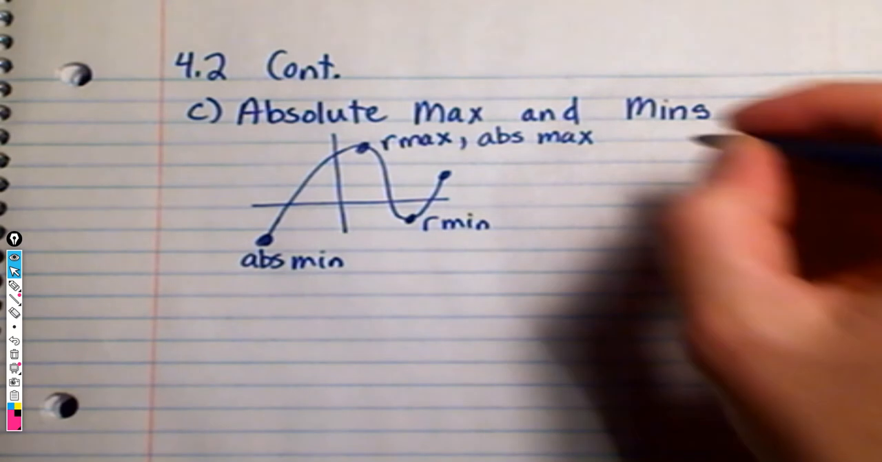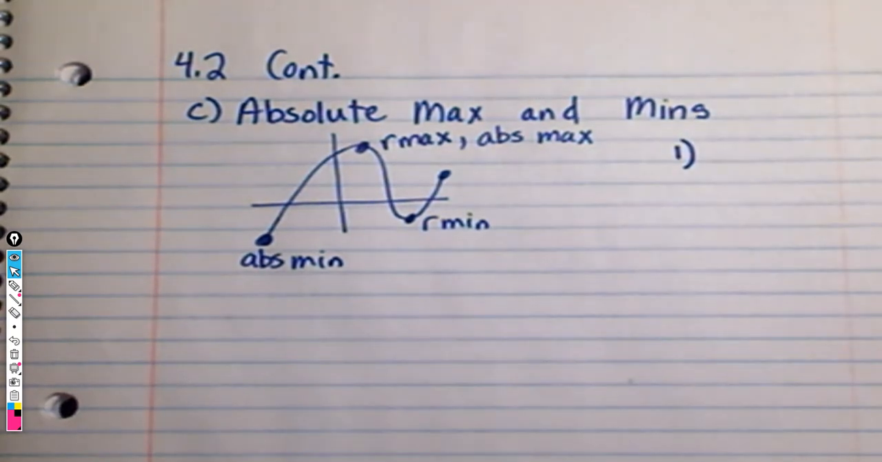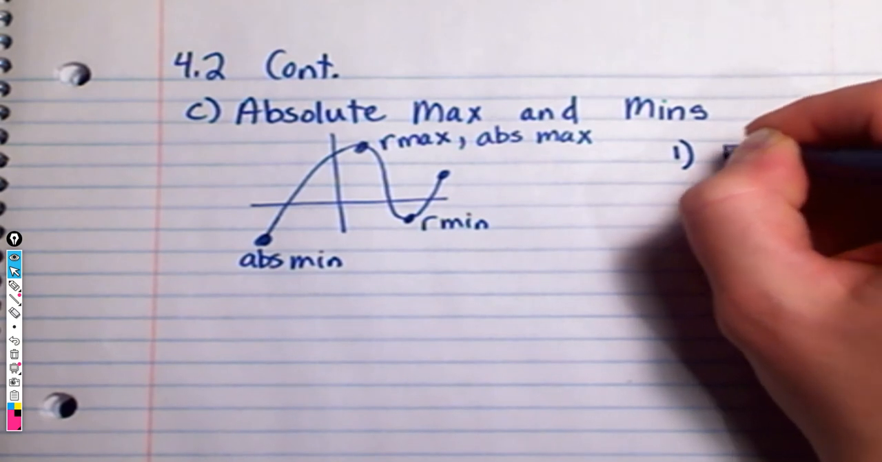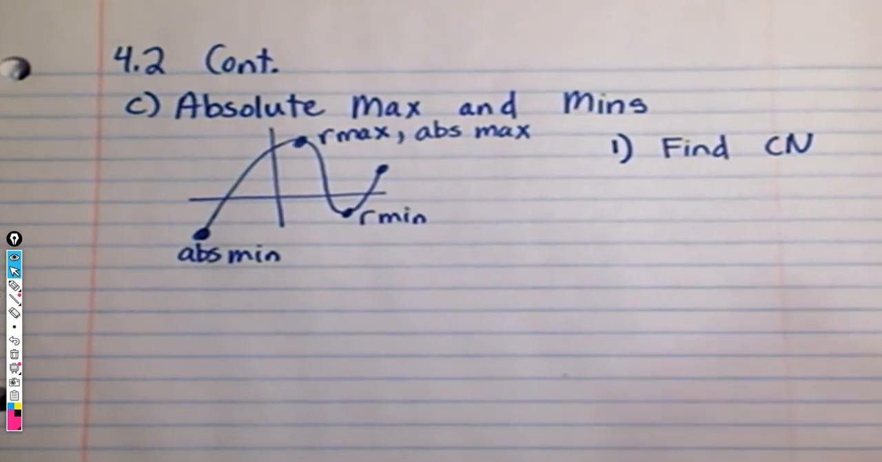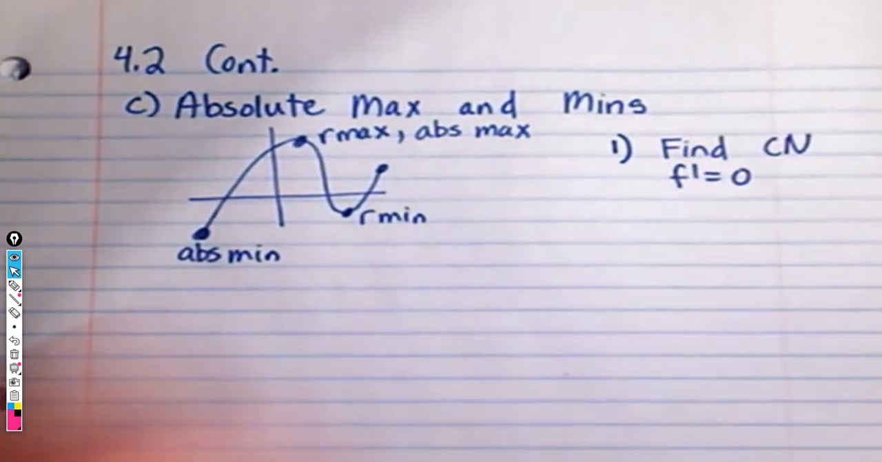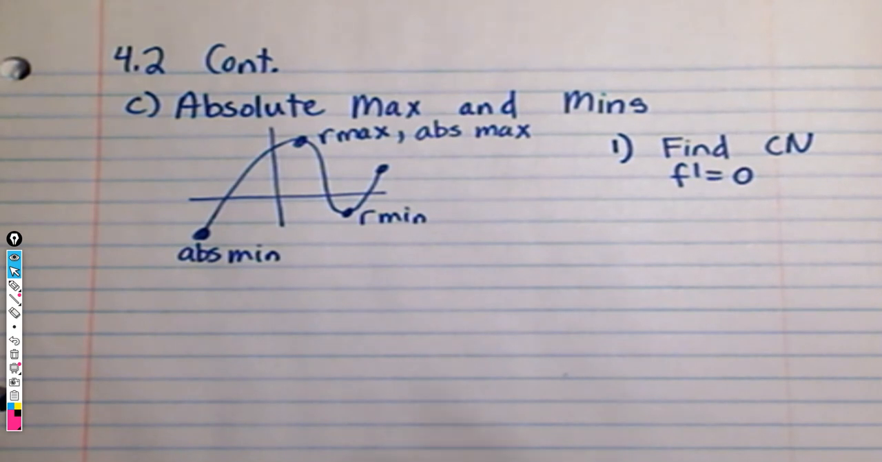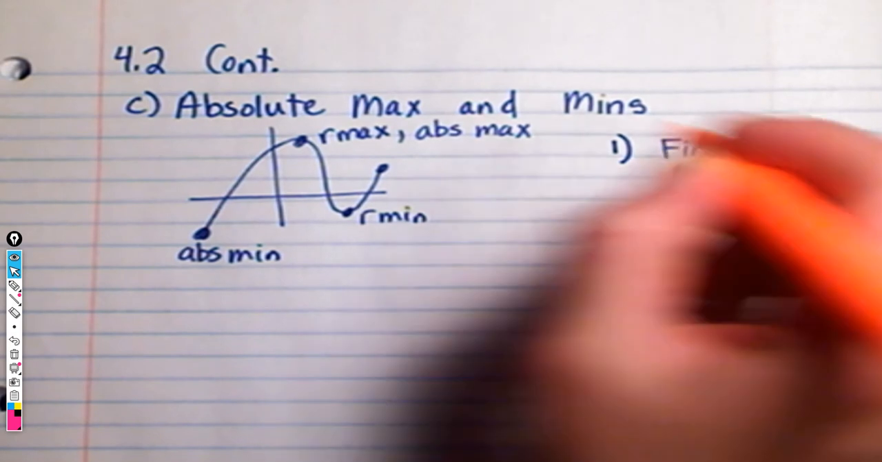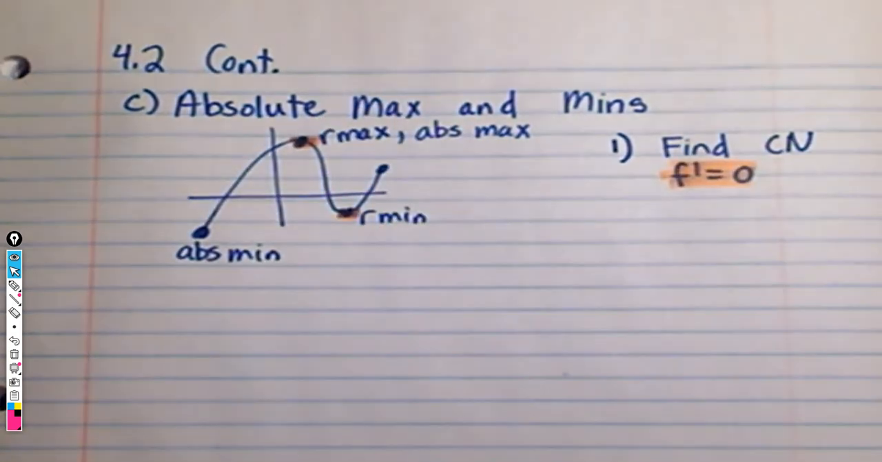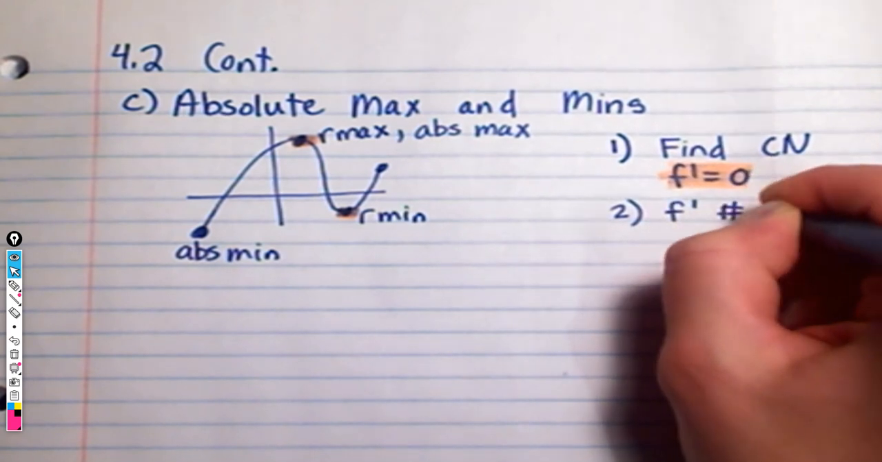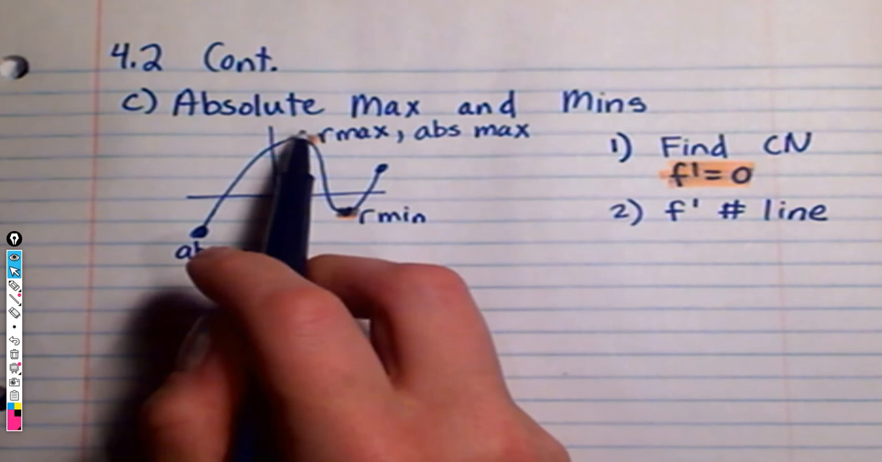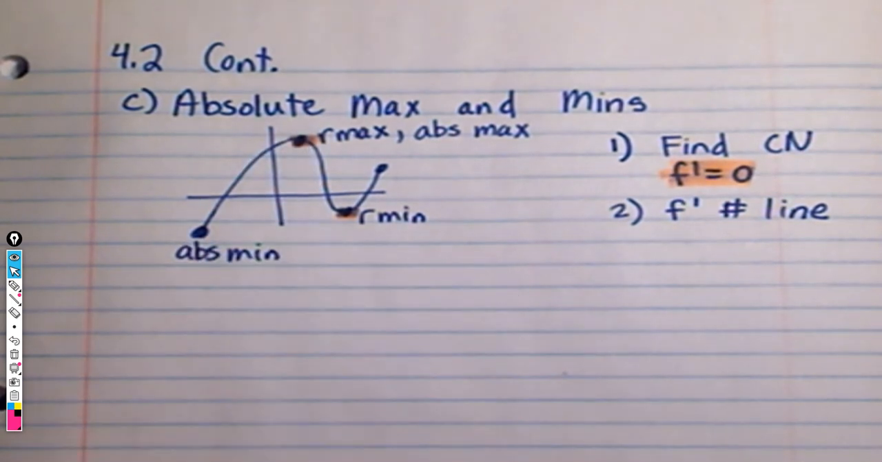And so when we are looking to find our absolute mins and maxes, we first need to find the critical numbers. Remember, this is where f prime equals 0. I'm just going to highlight those portions on the graph. The f prime equals 0 is what will help us figure out if we have any relative mins or maxes. The second thing we're going to do is the f prime number line. That way we can determine if we have a max or a min possibility.